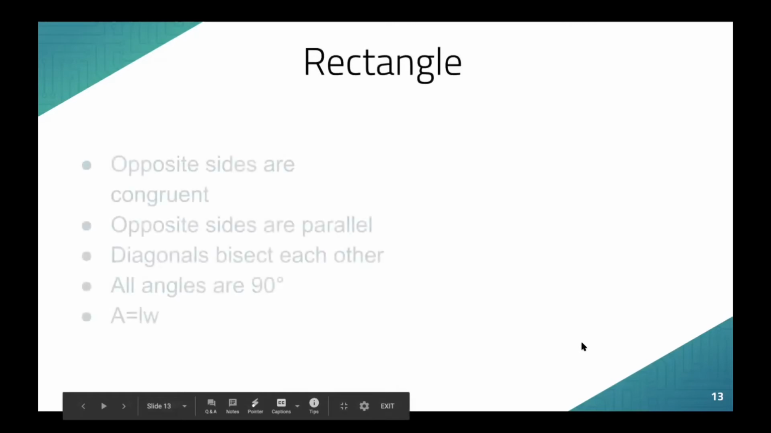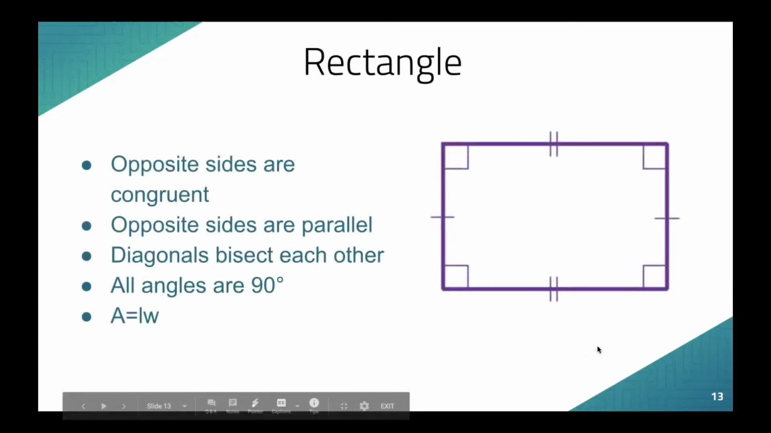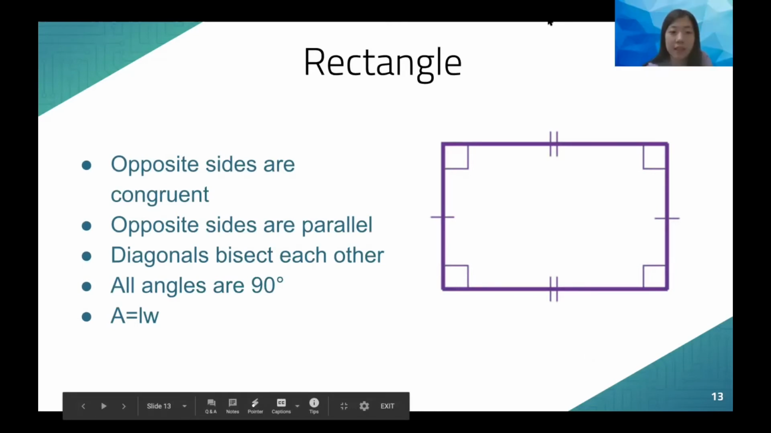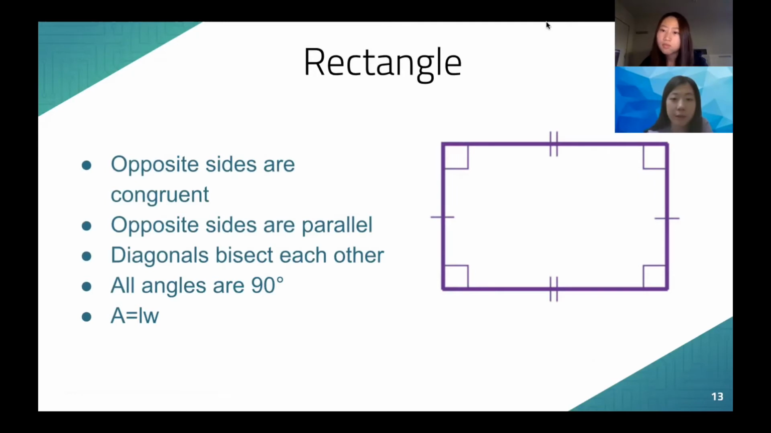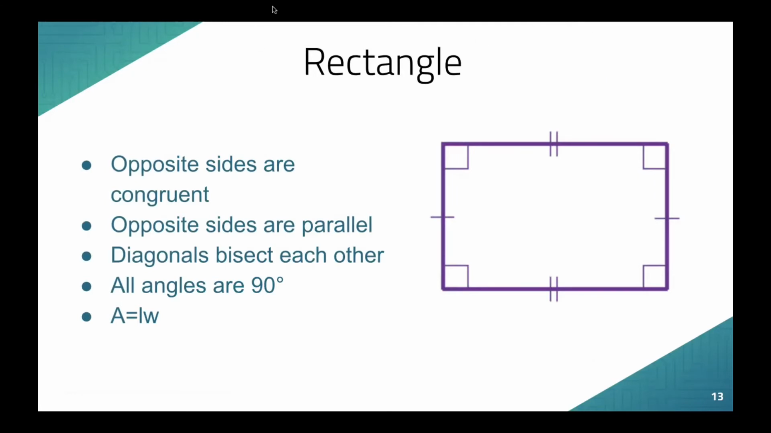And now we're going to move on to more commonly seen shapes. This is a rectangle. So in a rectangle, the opposite sides are equal. As you can see from over here, the opposite sides are all equal. The opposite sides are also all parallel with each other. The diagonals in a rectangle bisect each other, so they cut each other in half. And in a rectangle, all the angles are 90 degrees, which makes a right angle. And lastly, the area of a rectangle is the length times the width.